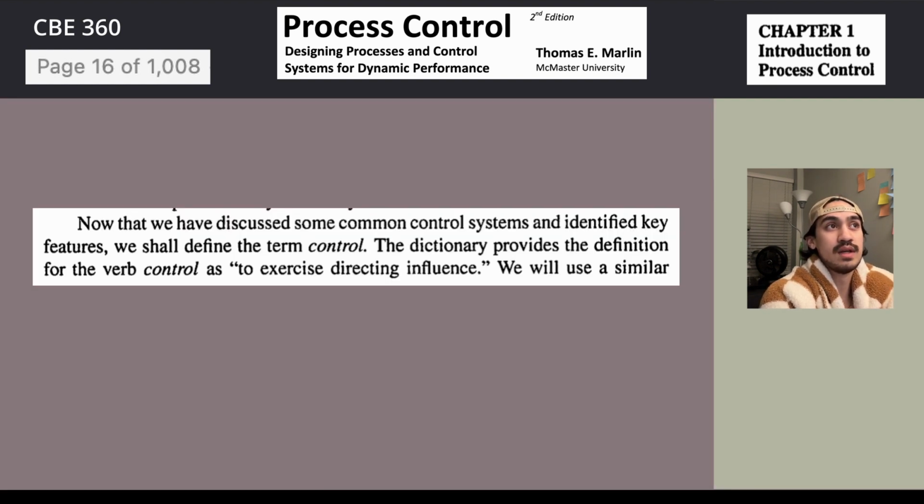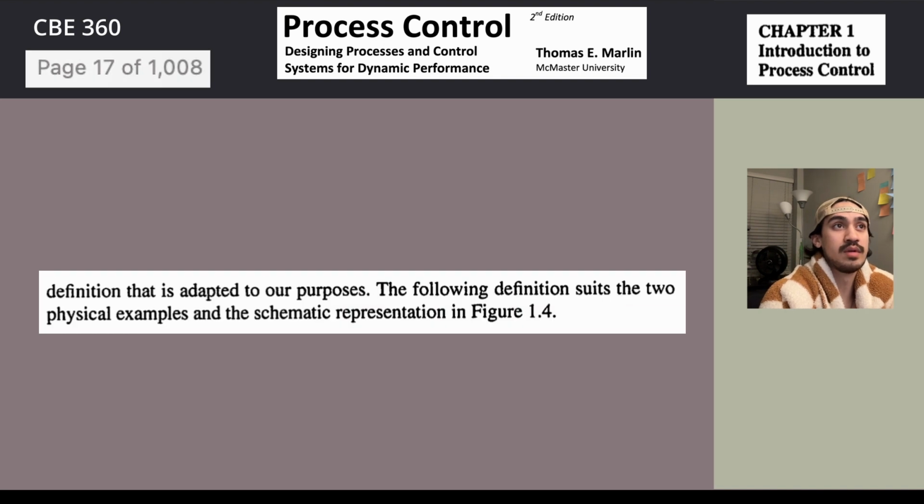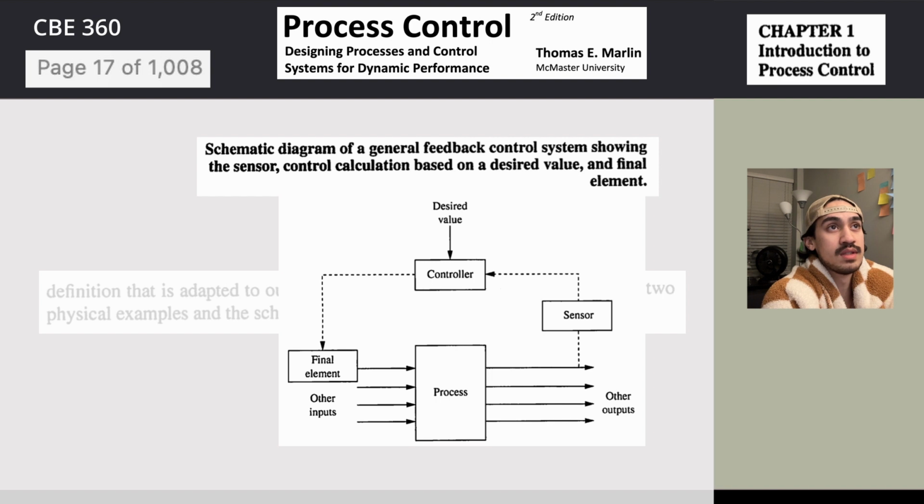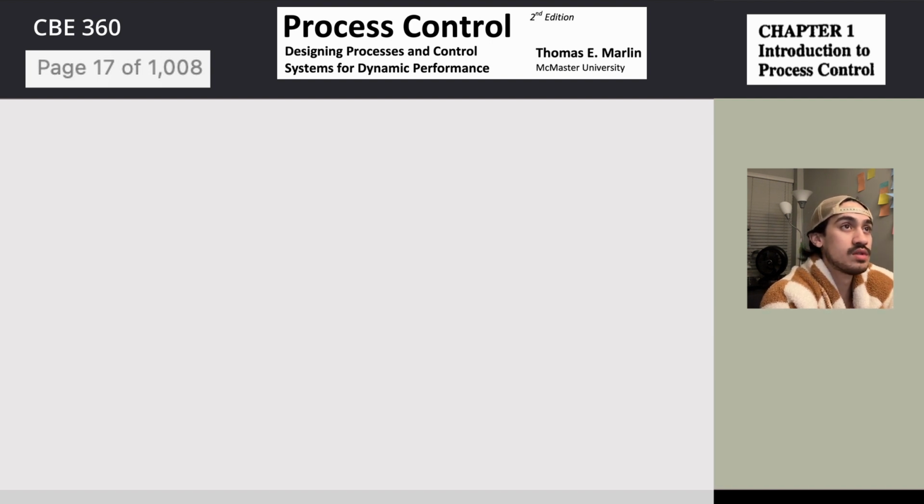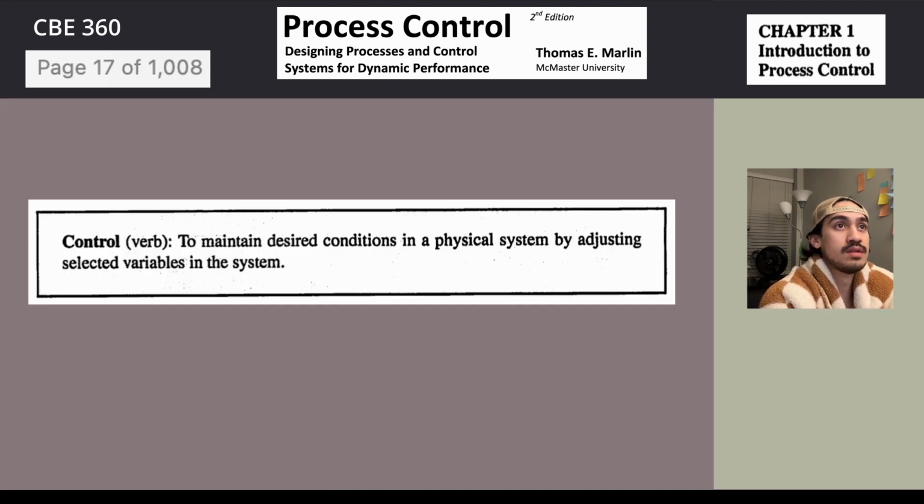Now that we have determined and discussed some common control systems and identified key features, we shall define the term control. The dictionary provides the definition for the verb control as to exercise directing influence. We will use a similar definition that is adapted to our purposes. The following definition suits the two physical examples and the schematic representation in Figure 1.4. Control is a verb to maintain desired conditions in a physical system by adjusting selected variables in the system.